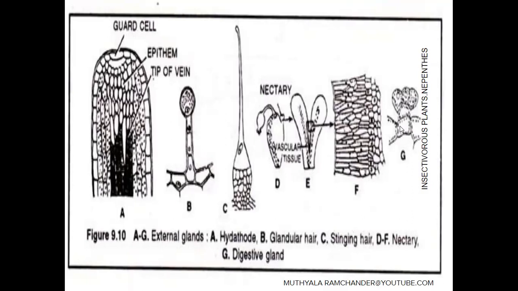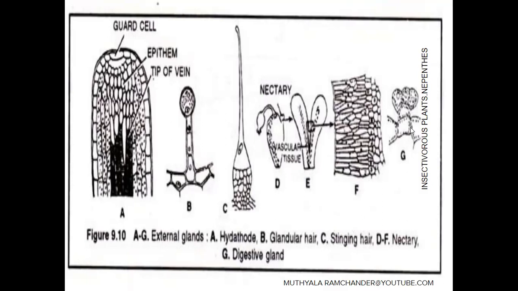Insectivorous plants. Plants need essential elements for growth. See, in Assam, the soil has a small quantity of nitrogen. So in that location, if any plants are grown, they suffer from a lack of nitrogen. So nitrogen is the major element for plant growth.